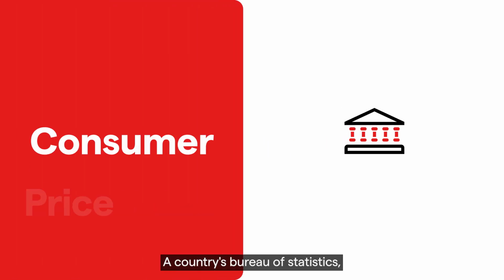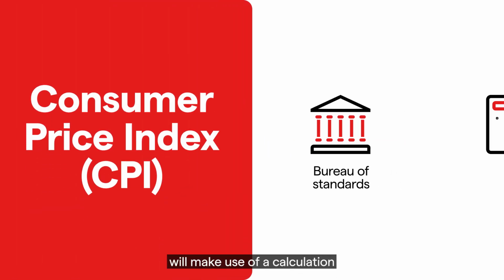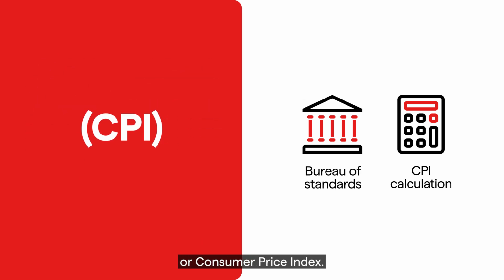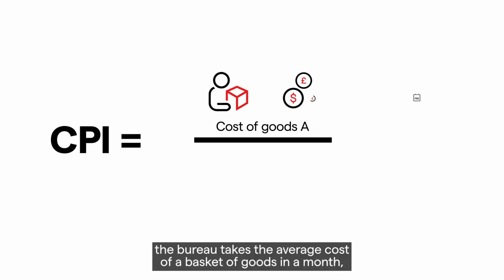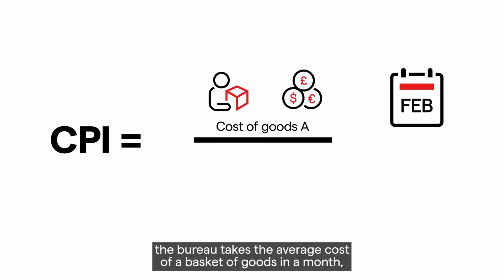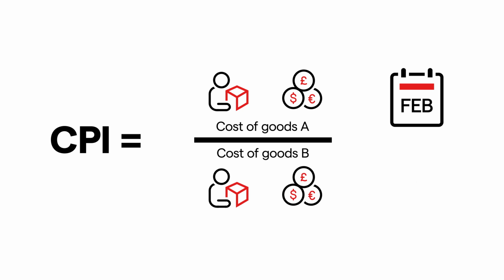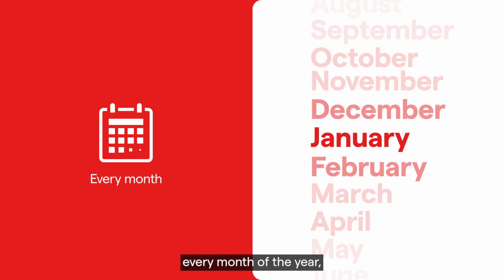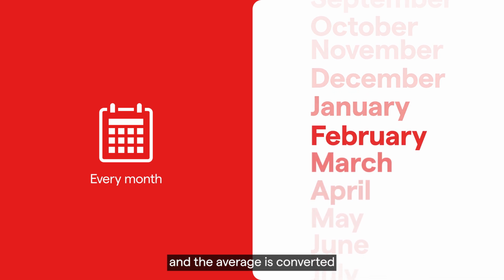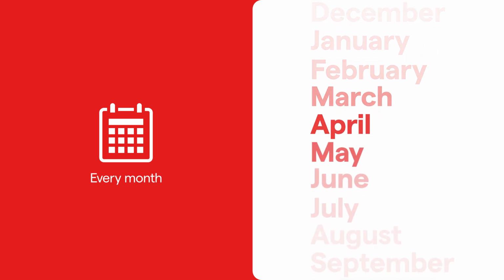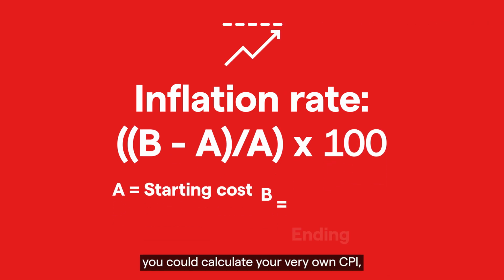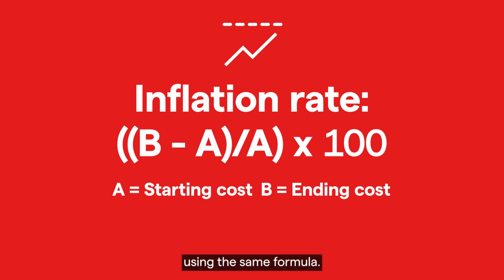A country's Bureau of Statistics, or Standards, will make use of a calculation called the CPI, or Consumer Price Index. Using the CPI, the Bureau takes the average cost of a basket of goods in a month based on weight and divides it by the cost of the same basket from the month before. This calculation is usually performed every month of the year, and the average is converted to a percentage. But you don't have to wait for the Bureau to figure this out. You could calculate your very own CPI month to month using the same formula.